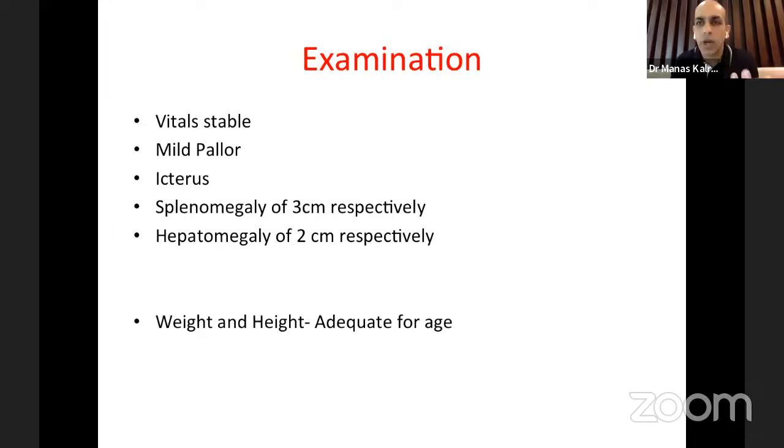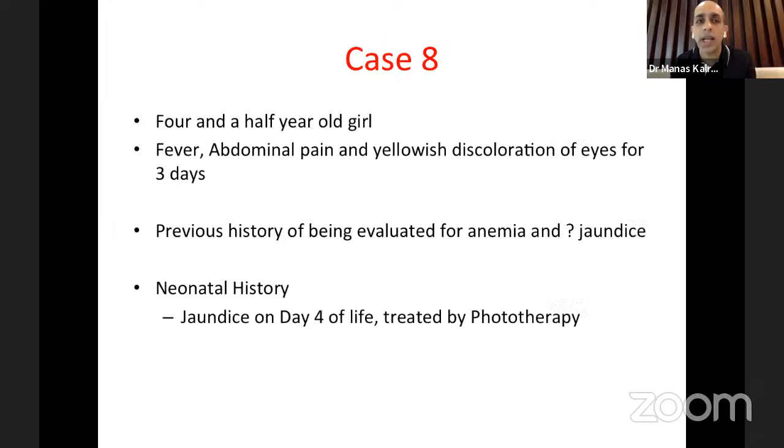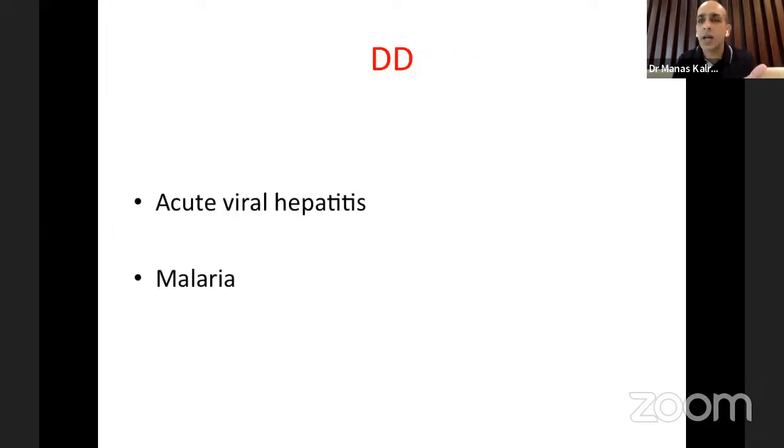Now this child comes to you, you are a pediatrician in your clinic, and the child has fever, abdominal pain, and jaundice. When such a child comes to you, you are right in thinking of acute viral hepatitis, you are right in thinking of malaria. These would be your first diagnosed differentials when you see splenomegaly. Just because it is a hematology class, we are thinking more of hematology. But when you see such a patient with fever and jaundice, you will think of viral hepatitis and malaria.